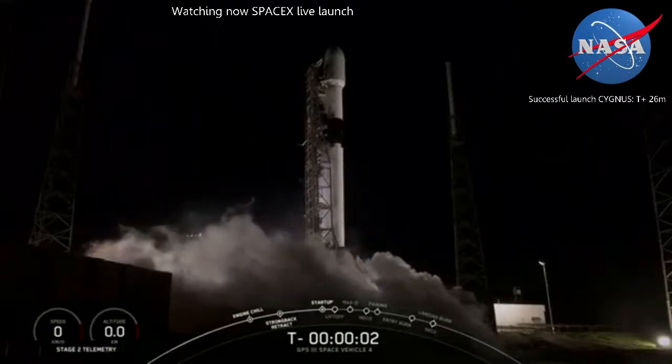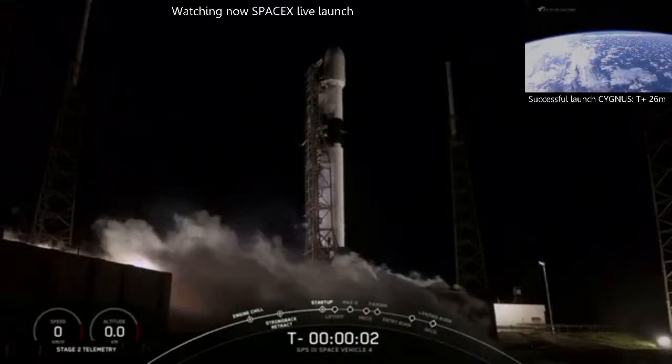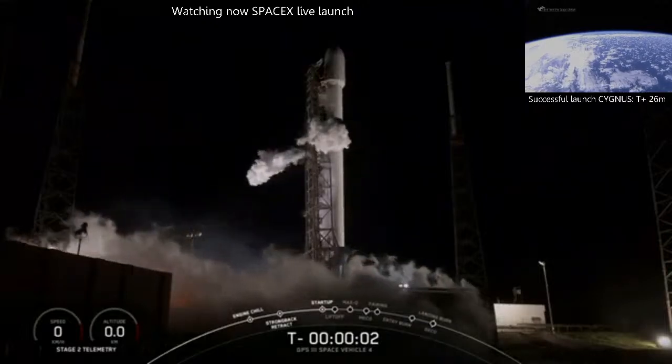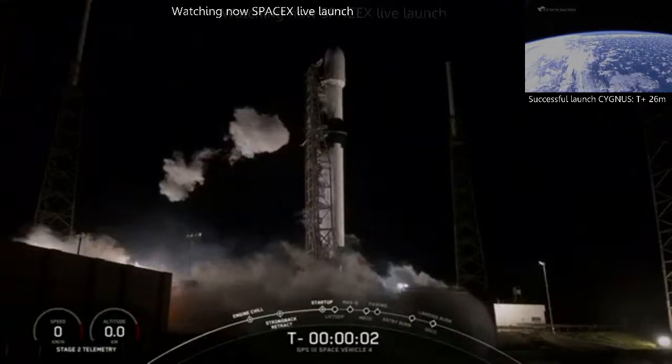As you can see right now, it's T-minus 2 seconds. We did not get to T-minus 0. We heard the call out of an abort. They're currently safing the vehicle. We're going to be listening to hear if we can get some more information.